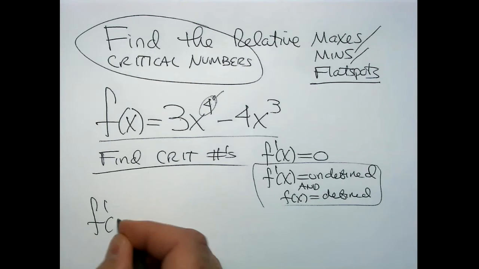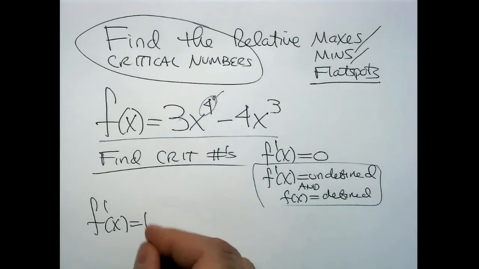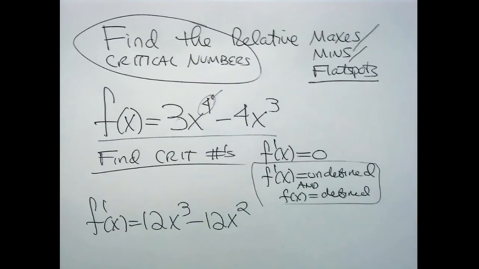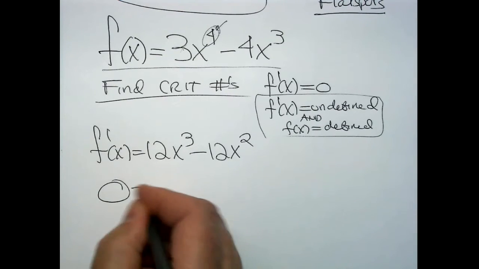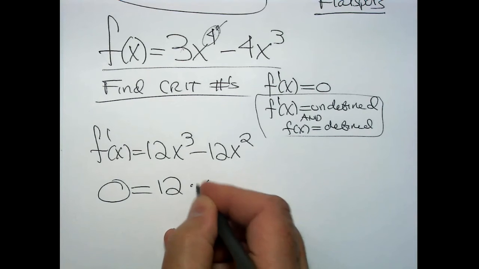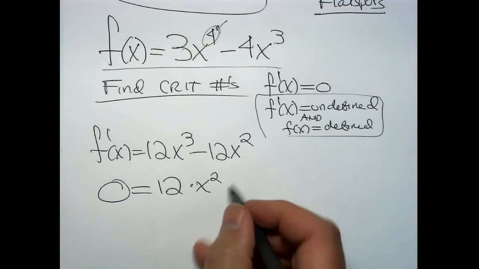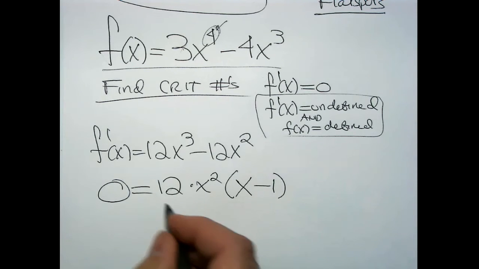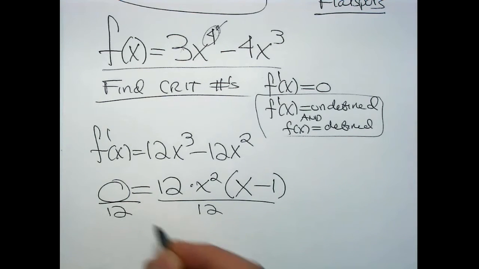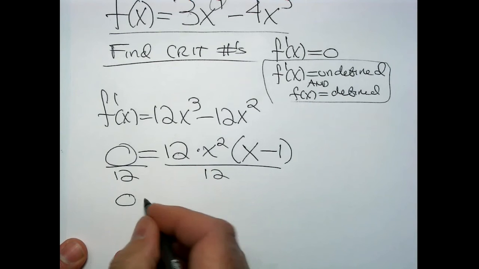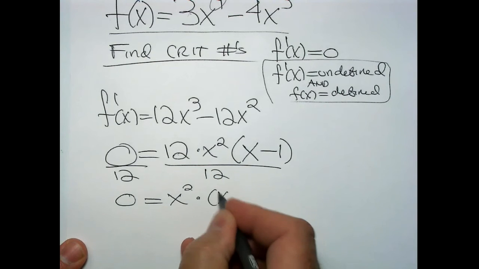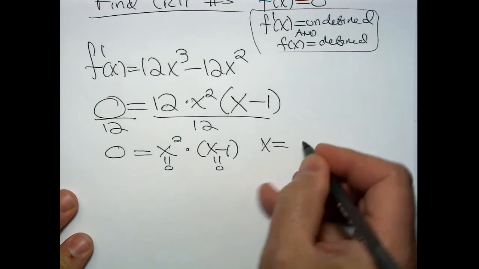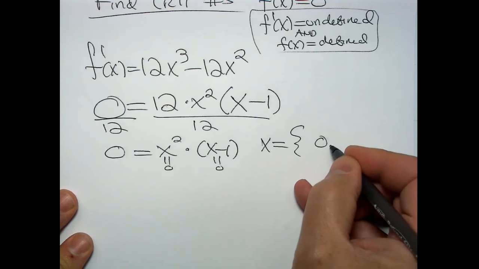F prime of x, the derivative, would be 12x cubed minus 12x squared. And let's set it to 0. Factor out the 12x squared, leaving me with an x, leaving me with a minus 1. Divide by 12. We don't need that 12. That is not a critical number, by the way. Set each factor to 0, and there they are, guys. The critical numbers, 0 and 1.